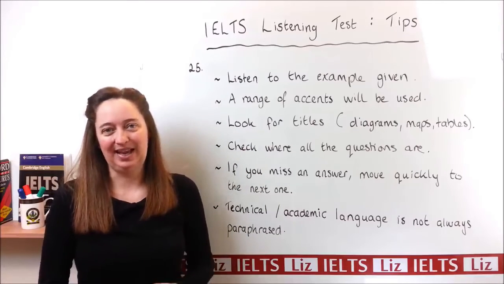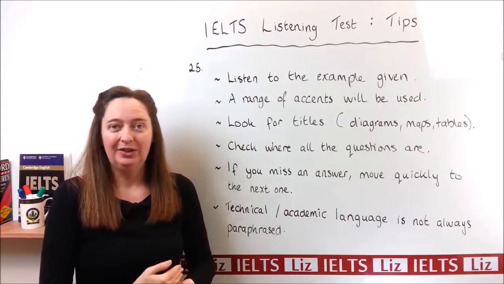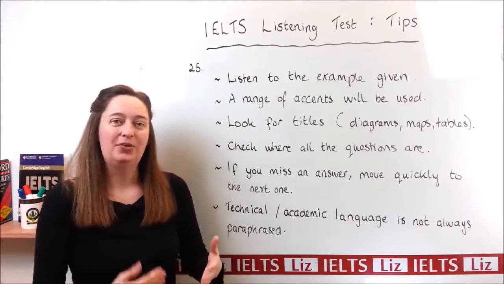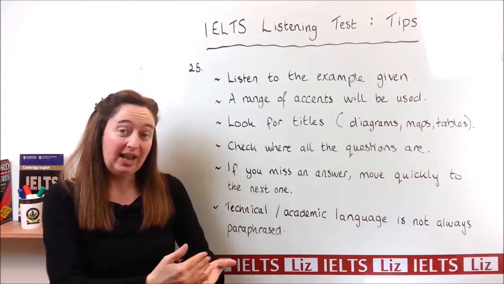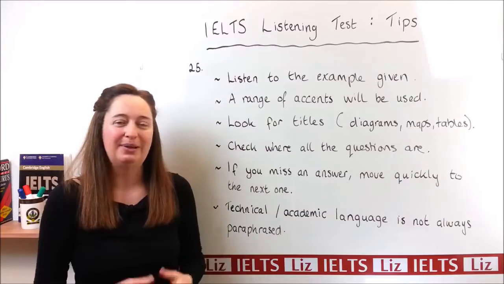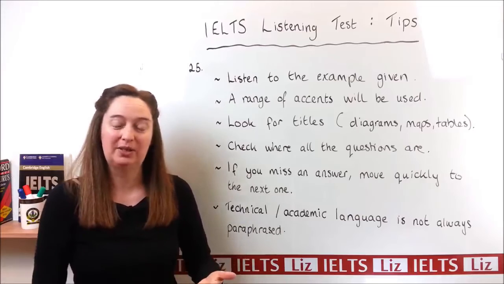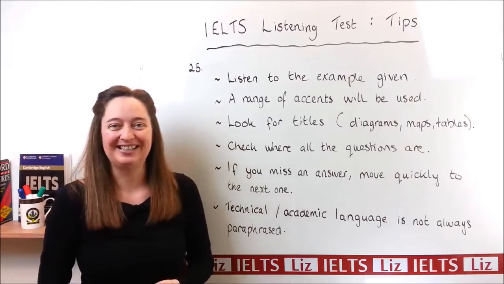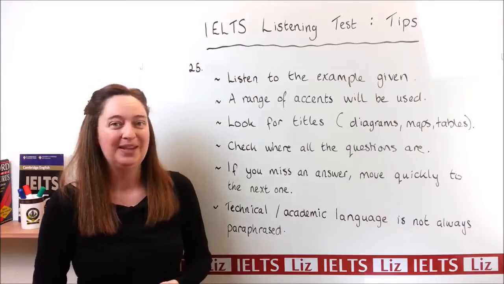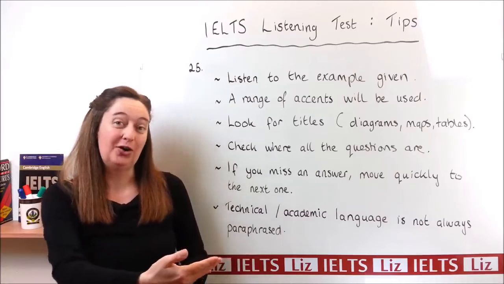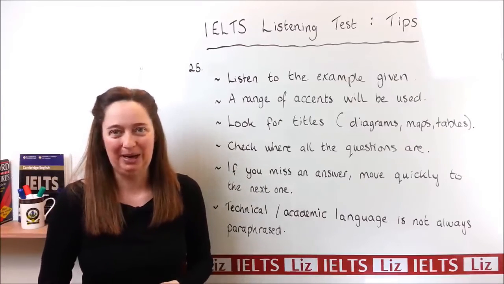The next one, and this is very important, check where all the questions are. Now, IELTS will say, you now have time to prepare for questions 1 to 7. So that means you know that you're going to get 7 questions. Make sure you check where the 7 questions are, because I have seen students who only prepared 6 questions because they didn't realise that question 7 was on the other side of the paper. So make sure that your questions are on one side, or maybe you need to turn over and look at the next page as well.